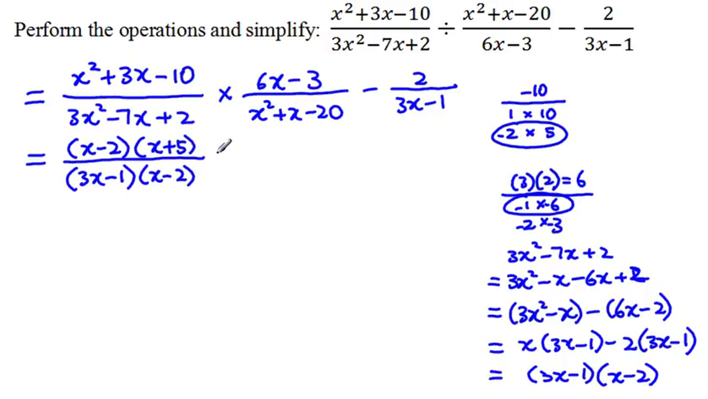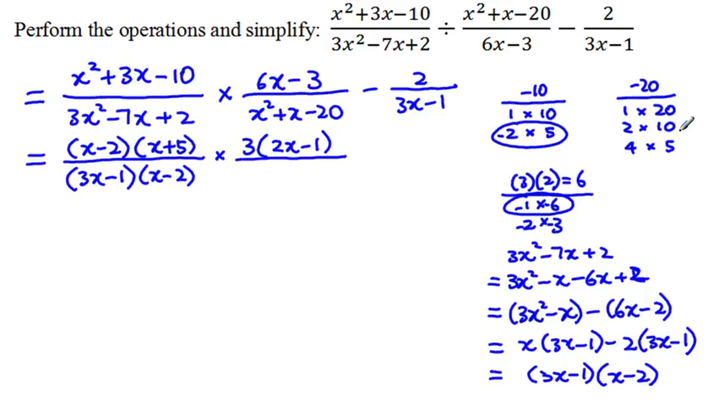And then times, let's take a look at the second fraction. The numerator, we can factor out 3. So we have 3 times 2x minus 1. And the denominator, we need to take a look at the factors of negative 20. So we have 1 times 20, and then we have 2 times 10, 3, no good, 4 times 5.